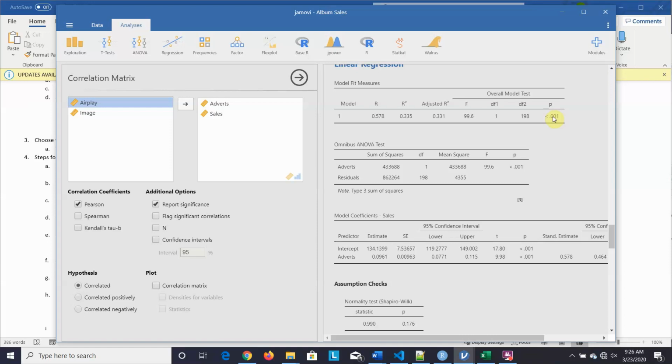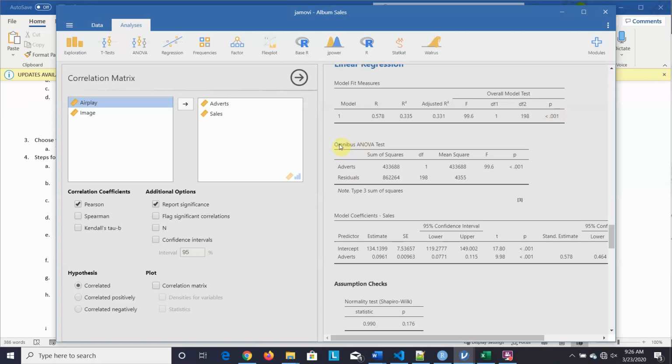And we can see that our p-value is less than 0.001, and that is significant. So we would reject the null, and we'd say there is a difference between our model with no predictors in it and our model with a single predictor. So our predictor model does better than just no model at all.